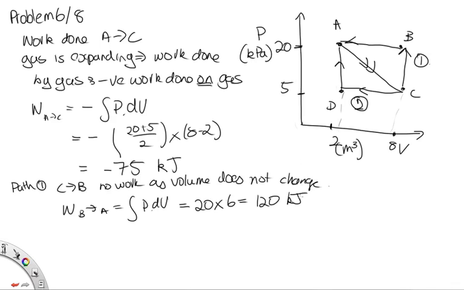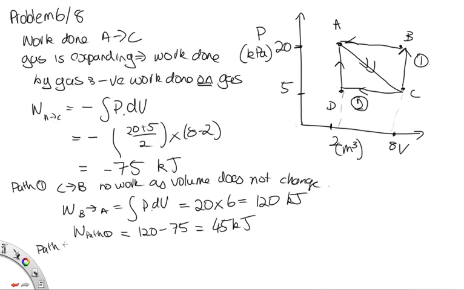of the kilopascals, which means that the work for path 1, which includes going from A to C and then back, well, from C to B and B to A, so we just sum all the works to get the total work. It's 120 minus 75, which is equal to 45 kilojoules, and it's positive because there's positive work here, which is larger than this negative work.